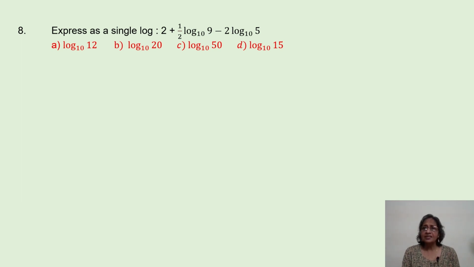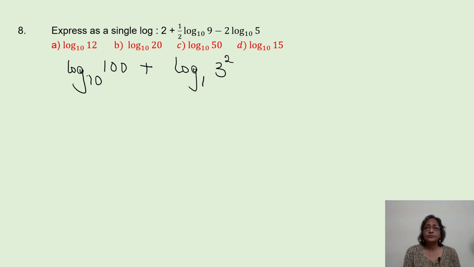Write as a single log. So your answer is going to be in a log. 2 plus half log 9 to the base 10 minus 2 log 5 to the base 10. So the first thing we do is convert log 2 as log 100 to the base 10 plus log 9, which can be written as 3 raised to 2, and this 2 will come here, minus log of 5 square. Now we are using the property in the reverse manner.